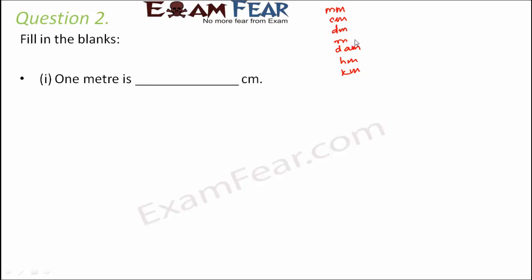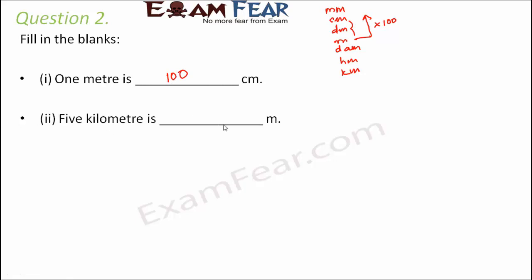So it is asked, 1 meter is how many centimeters. So meter is here, meter to centimeter. So we are going from bottom to top. So bottom to top would mean multiply. Multiply by what? Multiply by 1, 2 steps. So 2 zeros. So multiply by 100. So 1 meter would be equal to 100 centimeter.